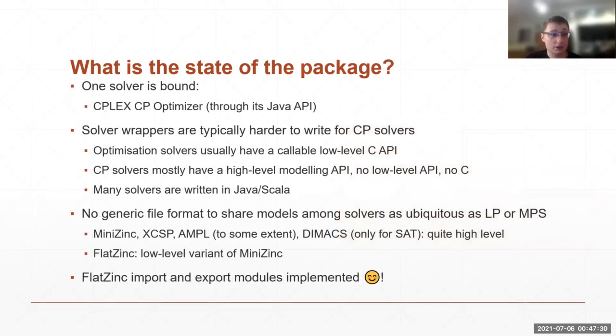For now, there's only one solver accessible through constraint programming extensions, which is CPLEX. The reason why writing new solver wrappers is quite hard is because usually you don't have a low-level API for CP solvers. If you take CPLEX or Gurobi, for example, you have a really low-level callable C API with a very small number of functions to map. But for CP solvers, what you usually have is only a modeling API, which is really high level, and you have to do quite a lot of calls to perform the same kind of operations.